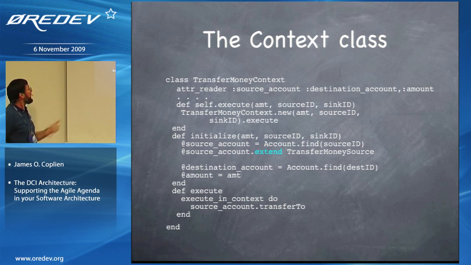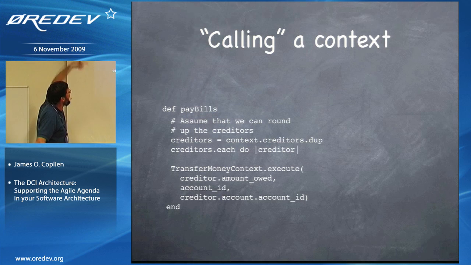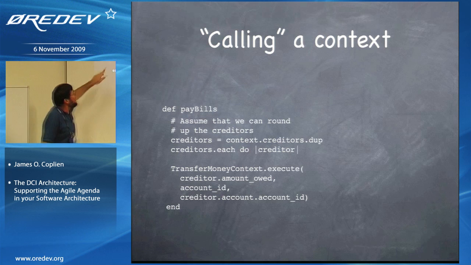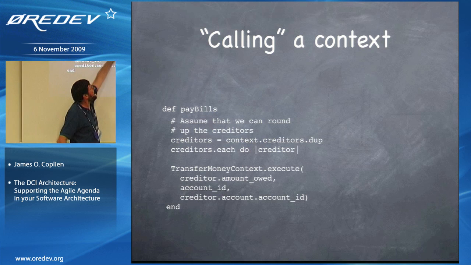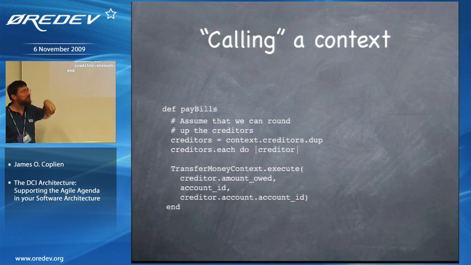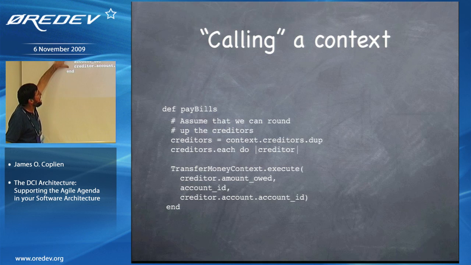So I can call a context. This is a way of reusing use cases, or really reusing habits, where I can build a context that represents a habit and call it from within another use case. So here is, within some context, the definition of the pay bills use case. It's going to go to the context and get the creditors, make a copy of that, because we're going to iterate over it. We don't want to deal with the original. And then for each creditor, instantiate a transfer money context and execute it with these arguments.